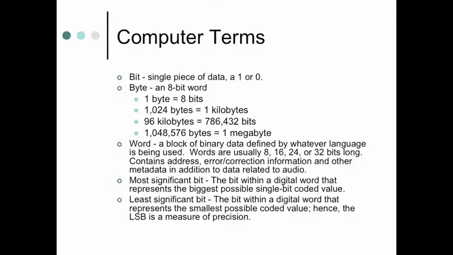Okay, so digital terms. A bit is a single piece of data, a 1 or a 0. A byte is an 8-bit word, so it's got 8 single zeros or ones. Kilobyte, I give you all of this information, which is kind of interesting. A megabyte tells you how many bytes are in a megabyte. A word is a block of binary data, and a few other terms.